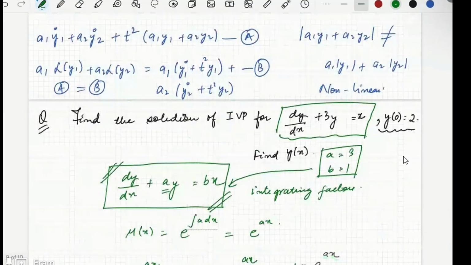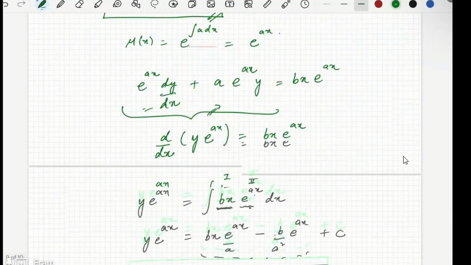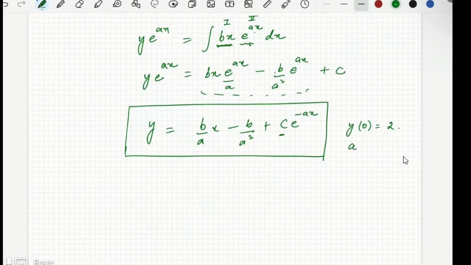You can also put the value of a and b. So we have a equals to 3 for our case and b equals to 1.